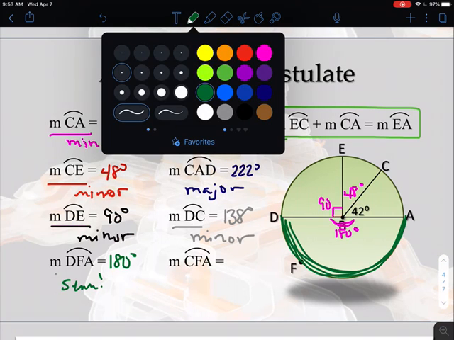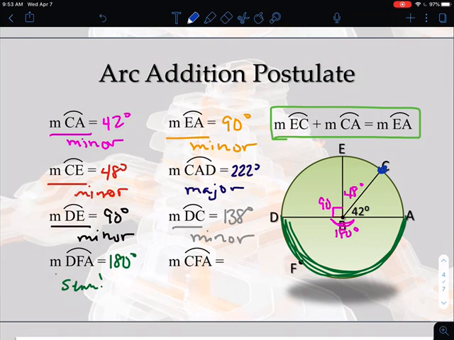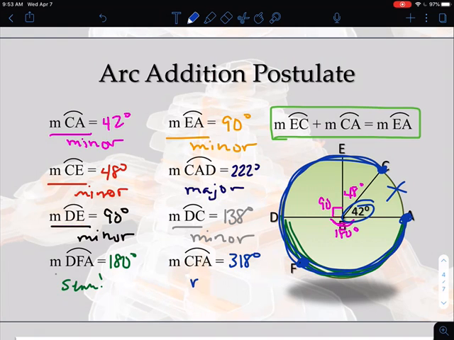CFA is the last one, and so if I look at CFA, C is the starting point. I go around through F, and I end up at A. So I'm looking at this big arc from C the long way around to A. And so what I could do is add up the arcs as I go, 48 plus 90 plus 180, and that would give me a total of 318 degrees. Or if this from C to A is the only piece I don't want of my circle, I can take 360 minus the 42. I'm still going to get the 318, which makes this a major arc. So when we're working with those arc measures, it's just a matter of finding those central angles and then adding them together as we go.